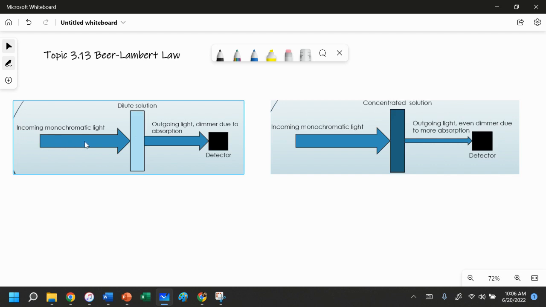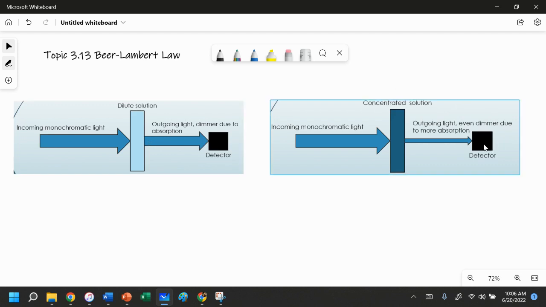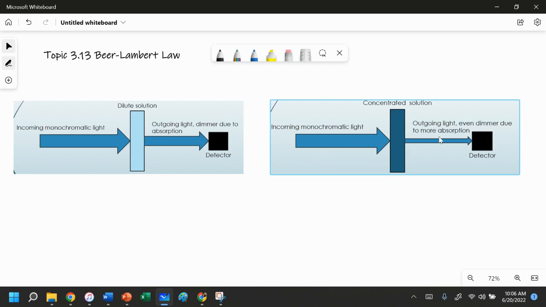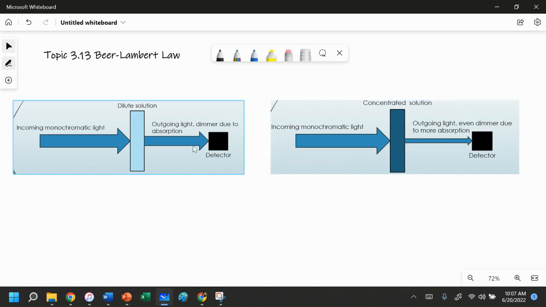So as light passes through the solution, some of it will be absorbed, some of it will pass through, and then we can detect how much light passed through the solution and see how much goes through the dilute solution versus how much goes through the concentrated solution. In our diagrams here, you can see that more light passes through the dilute solution because it is a lighter shade than the concentrated solution. Now, the importance of this is that there is a mathematical relationship between the amount of light that passes through a solution and its concentration, and that is the Beer-Lambert law.